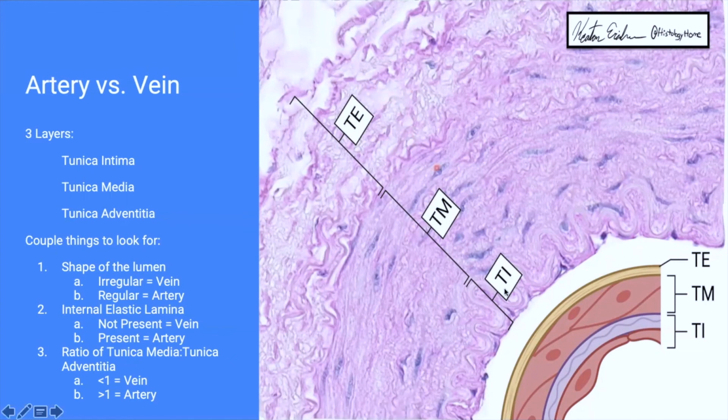So similar to the heart, the correlating layer would be the tunica intima is going to be our endocardium. Tunica media is going to be that myocardium. And then the epicardium is going to be our tunica externa or adventitia.